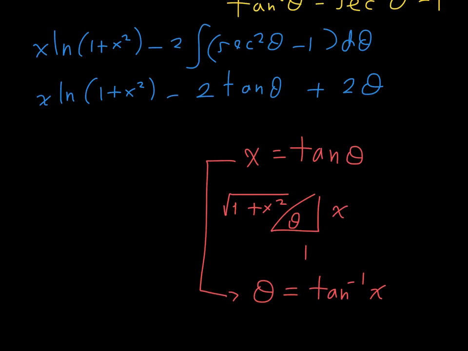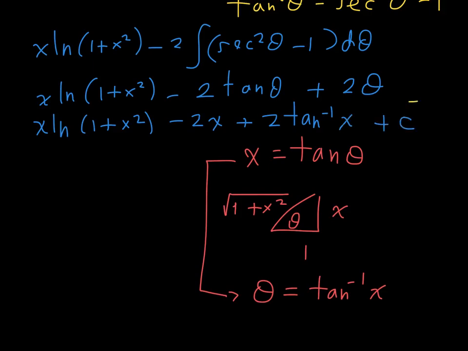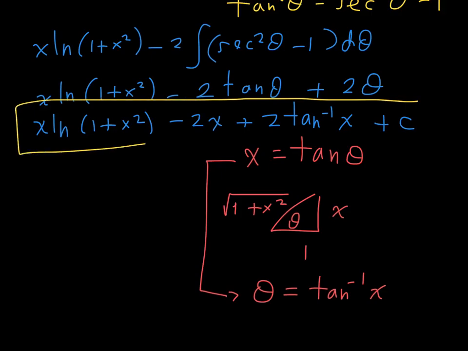So the final answer then is, let's see if I can fit it in right here, x times the natural log of 1 plus x squared minus 2 times tan theta, which is just x, plus 2 times theta would be 2 times inverse tangent of x. And then I'll finally put my plus c on the back end. All right, there we have it, folks.